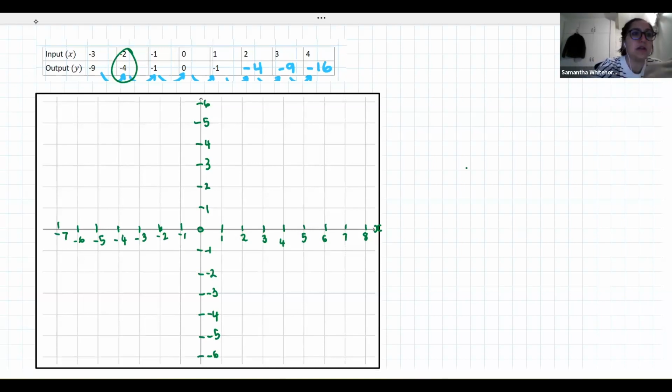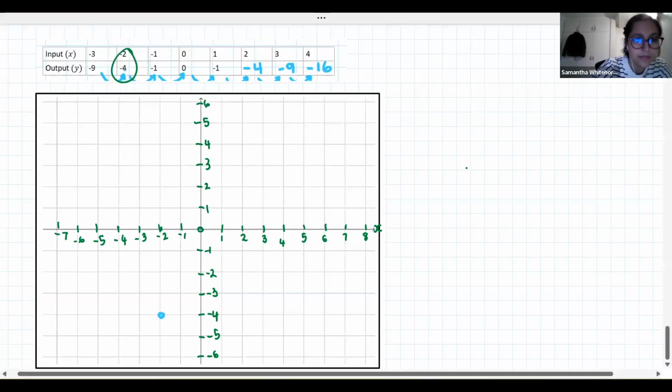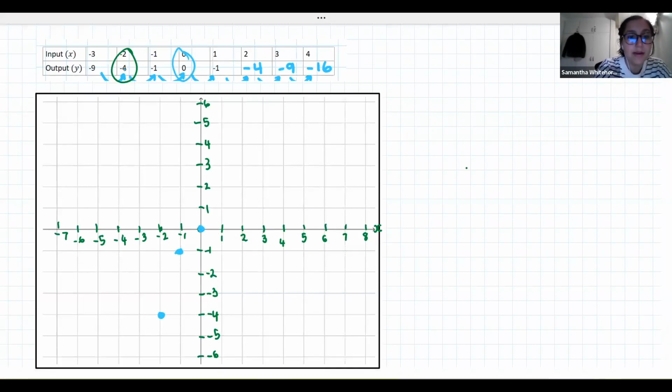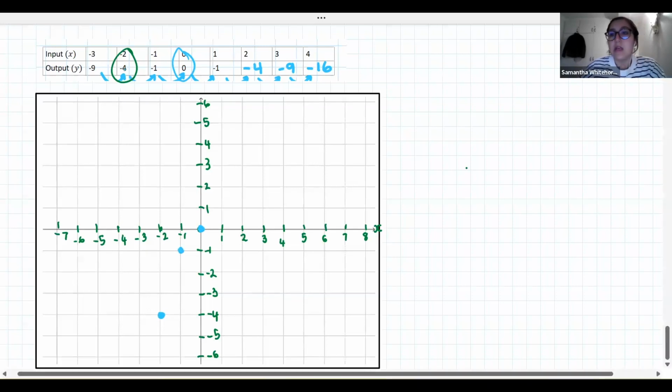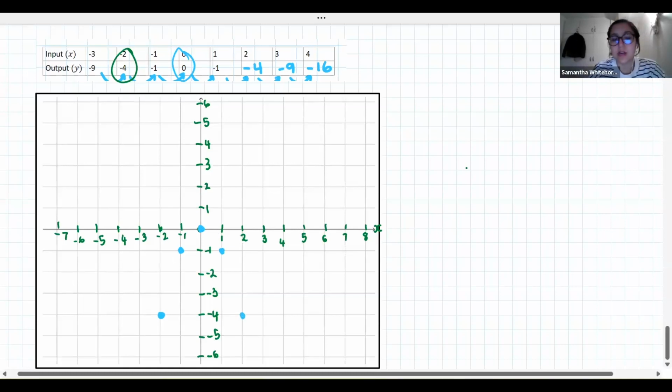I also have regrets about doing this in the same color as what I've done. So let me do this like this. There you go. Right, the next point that I have is 0, 0. So that is through my origin. I plot my point on the point where the axes meet. Then I continue plotting my points. My next one is 1, -1, 2, -4, and again, 3, -9, I can't plot.